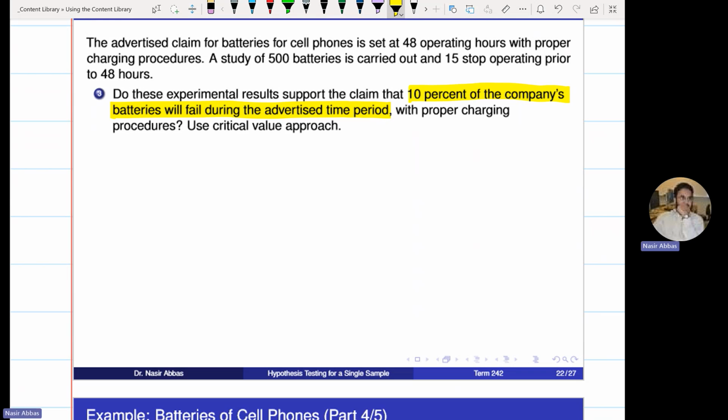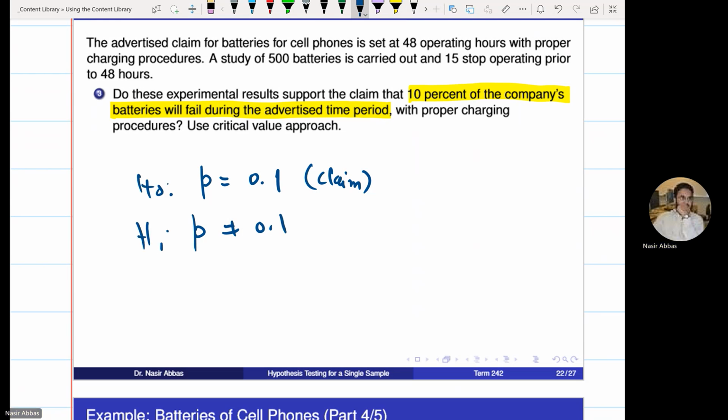First, don't call it H0. First, just write the statement. Don't call it H0 yet. First, write down the claim in terms of a statement. What is the claim in terms of a statement? P equals 0.1. Now write the opposite. P does not equal 0.1. Now this becomes H0. This becomes H1.